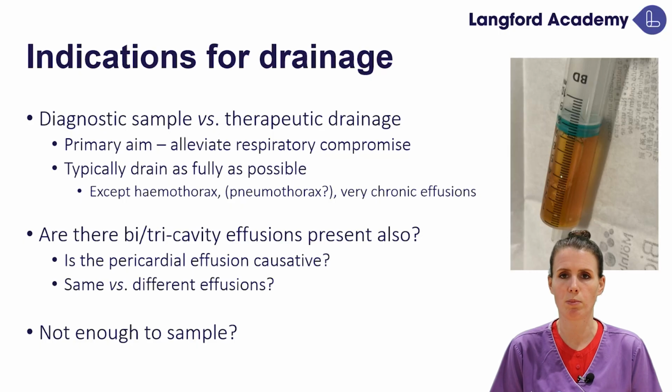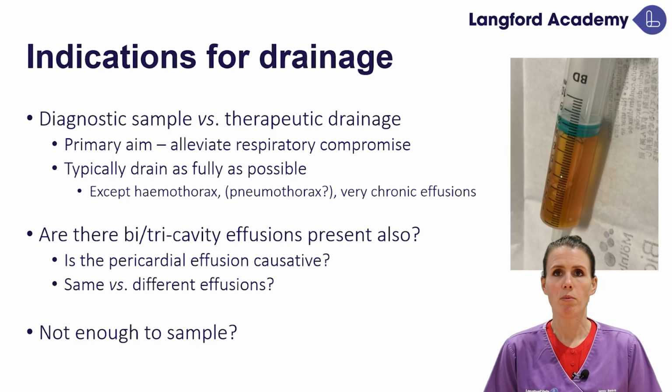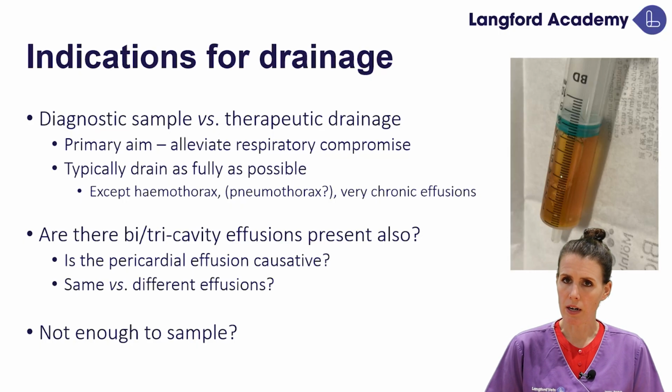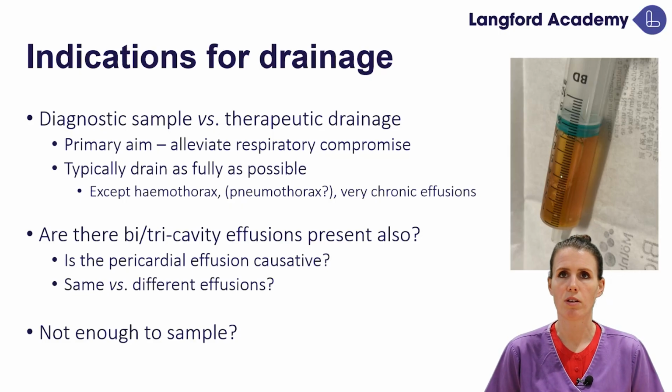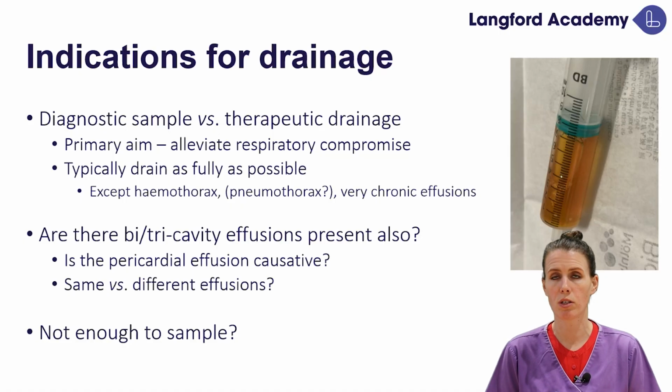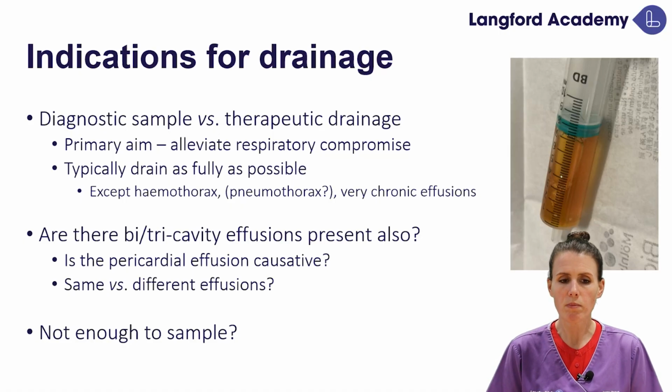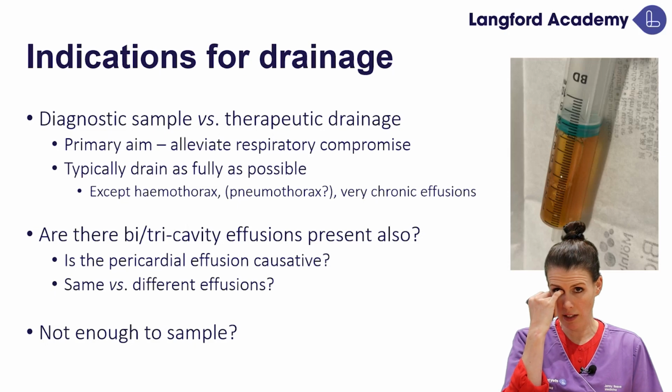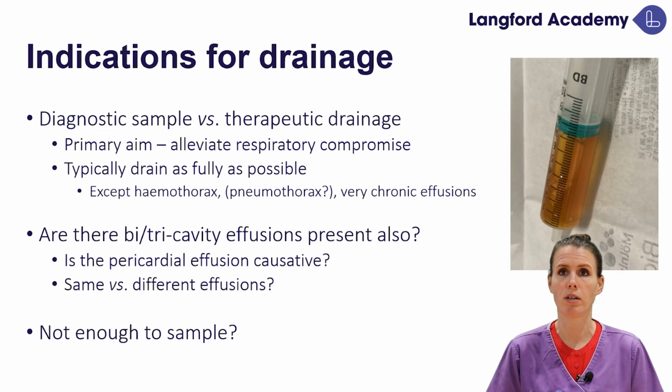to give the lungs time to gradually re-expand. Before we drain, we also always want to think: are there bicavity, so 2-cavity, or tricavity, 3-cavity effusions present also, because these can ultimately be related. For example, a pericardial effusion would be expected to cause an abdominal effusion in both cats and dogs, and may also cause a pleural effusion in cats. So we need to be thinking about whether there is one effusion that's causative to the other effusions, or this may just indicate that there's a multi-systemic disease process going on that is affecting multiple cavities.